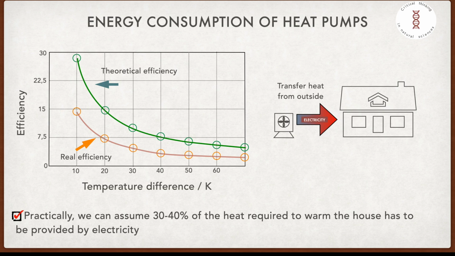Practically, we can assume 30 to 40% of the heat required to run the house has to be provided by the electricity. So this is the operating area, which is marked, so we have to obtain the temperature difference between 13 and 15 degrees C.